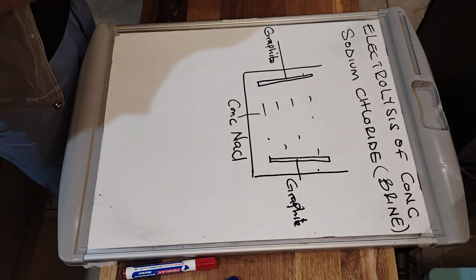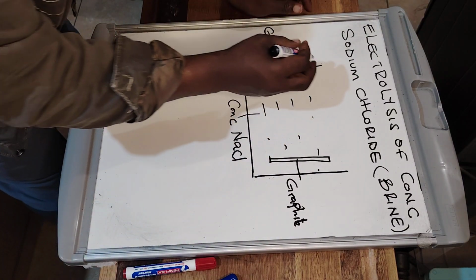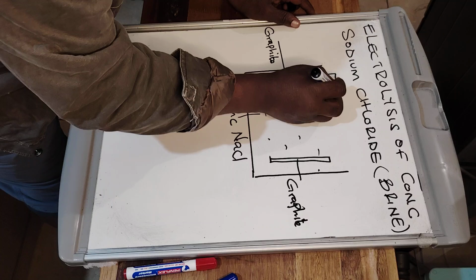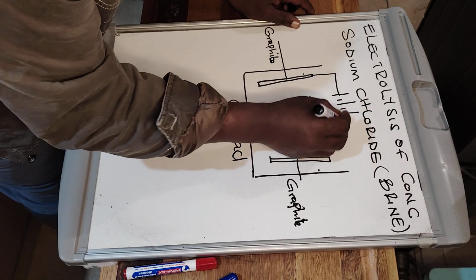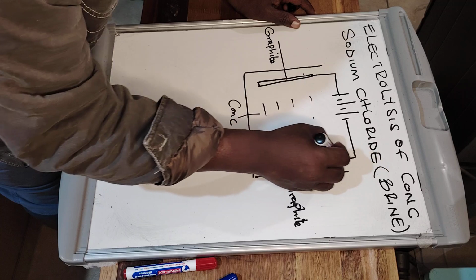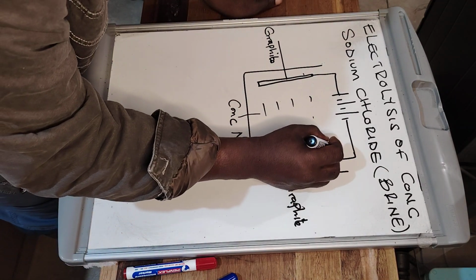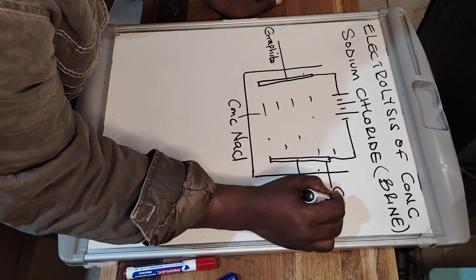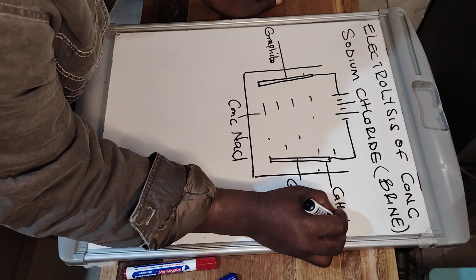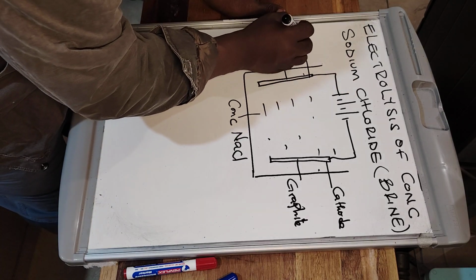And we need to remember that if you put the external circuit like that, it means that this one, which is attached to negative, is our cathode. And this electrode, which is attached to positive, is our anode.